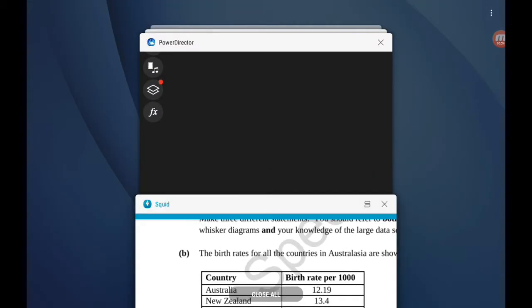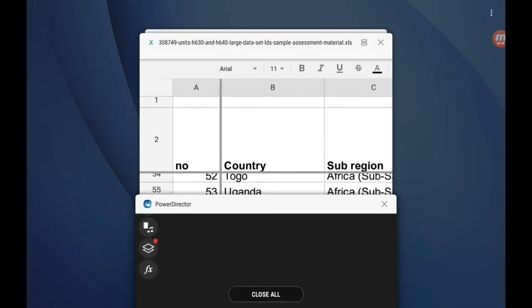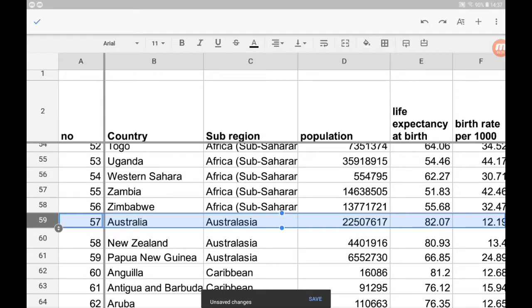Then for B part 2, without doing any calculations, explain whether the birth rate per thousand for Australasia as a whole will be higher or lower. Okay, so for this, we need to have a look at the data set. So there we go. The first highlighted row is the first country in Australasia, Australia. So, if we look at the populations, we can see Australia is by far the greatest population. Now, that means Australia is going to have the most weight in the birth rate per thousand overall.